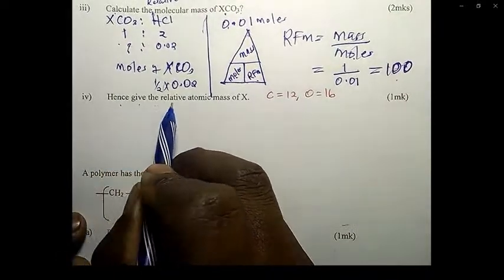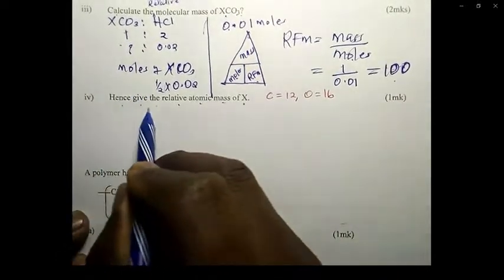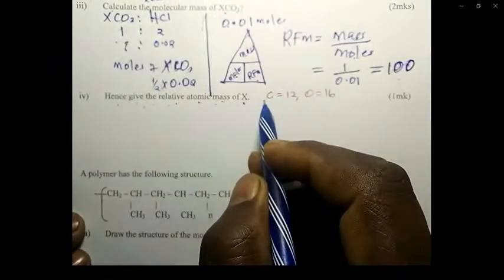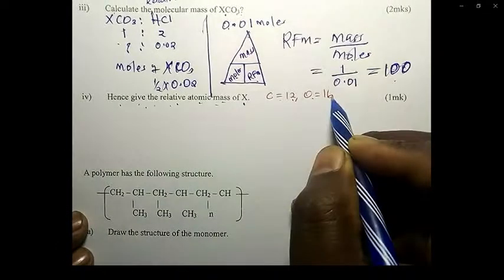Hence, give the relative atomic mass of X. To calculate the relative atomic mass of X, given that carbon is equal to 12, oxygen is equal to 16. So X carbonate.